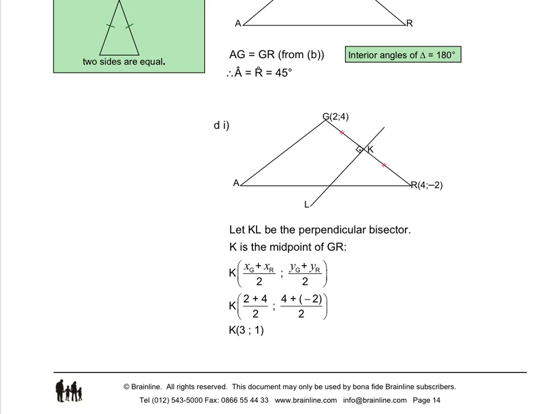Therefore, if we want to calculate the midpoint K, we will add the x values together and divide by 2. So 2 plus 4 is 6, divided by 2, which is 3. As well as the y values, also added together: 4 plus minus 2 is 2, divided by 2, which is 1. So the midpoint K is where x is 3, y is 1.